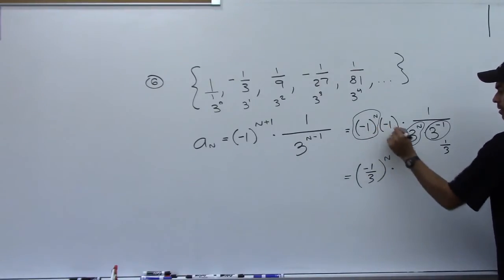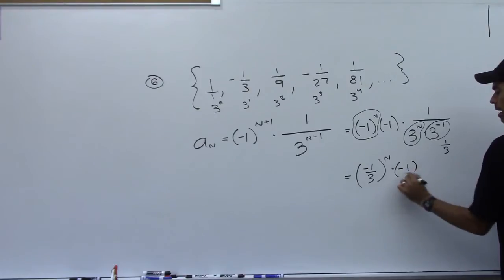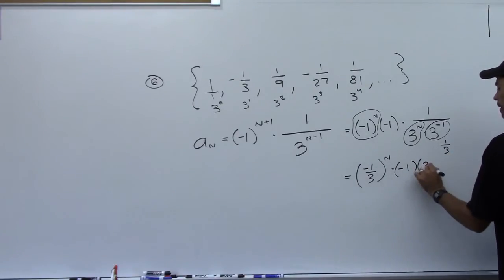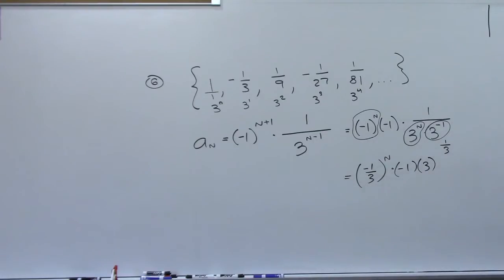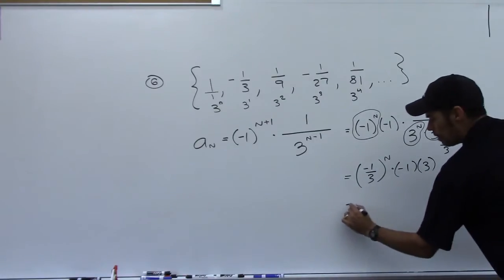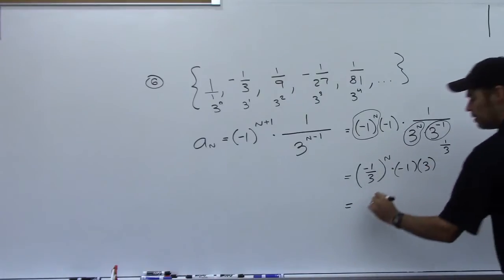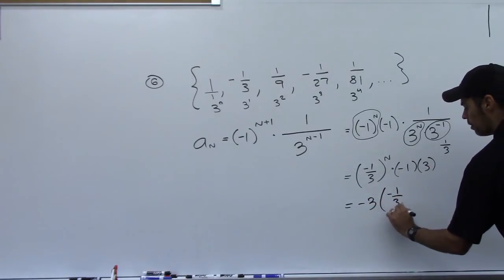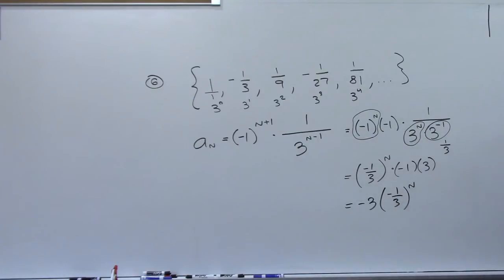Negative 1, that's this one. And then the 3 comes up. The 3 comes up. So that comes up. And one last thing. I'll put these two together and put them out front. So negative 3 times negative 1/3 to the n.